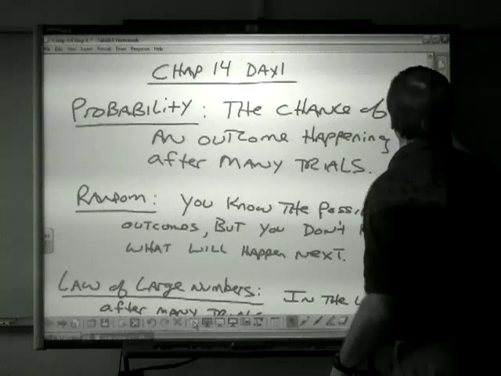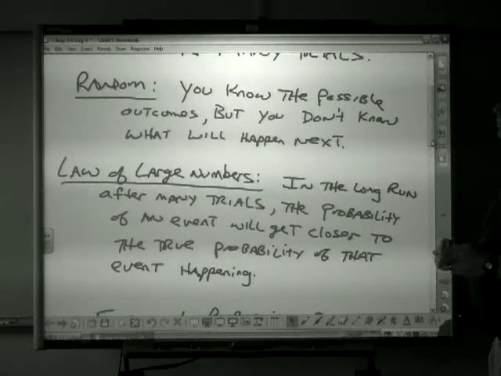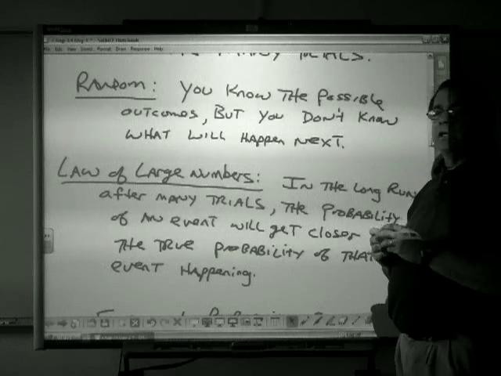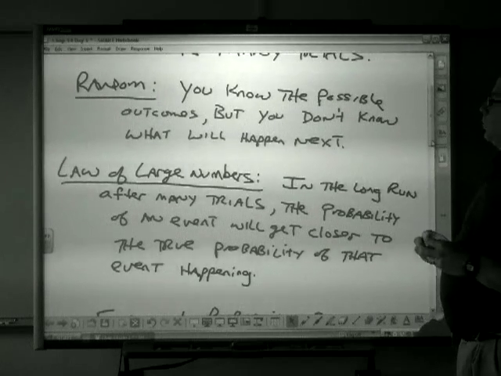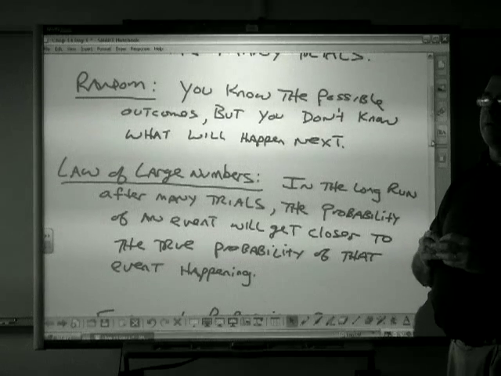Another vocab word that we use is random, and we talked about random in the beginning of the year. It's when you know what the possible outcomes will be, but you don't know what will happen next, and we already talked about that.